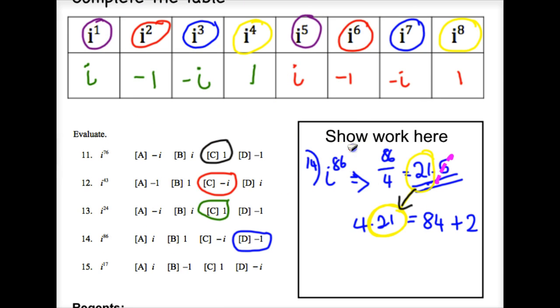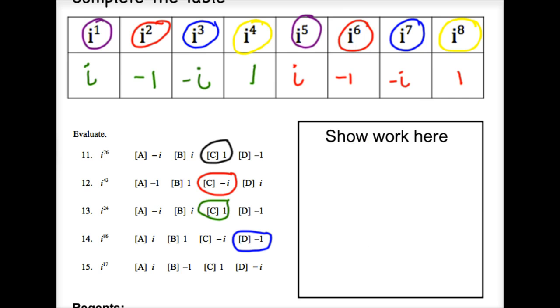Let's go ahead and take this out and do our last example for this portion. 15 is I to the 17th. We know this is 17 divided by 4. And again, check your calculator. That's why we did the scoops in the front. 17 divided by 4, control enter. What do you get on your calculator? Perfect.